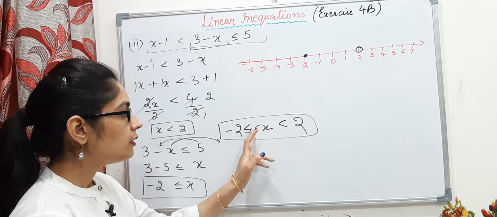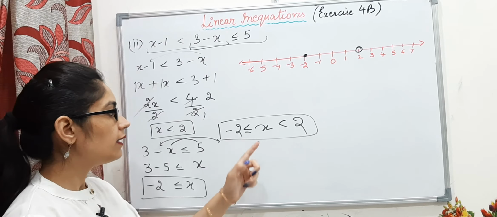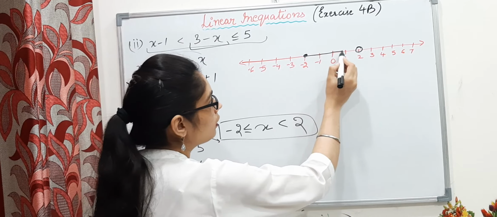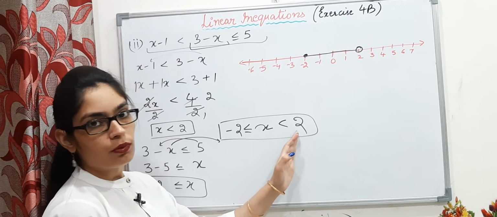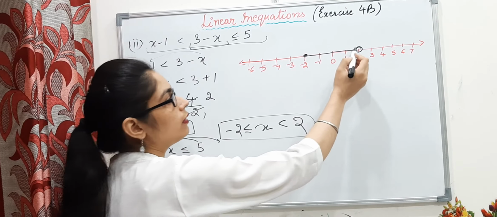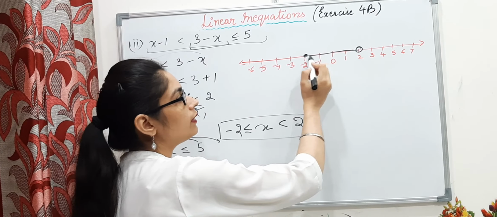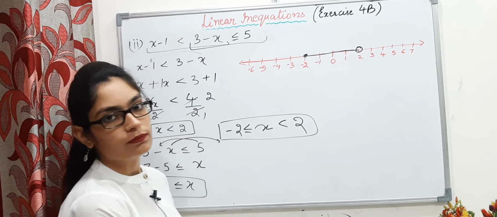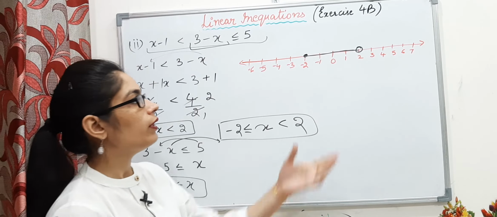Now x is greater than or equal to minus 2, so we have to go towards the right side, and from 2, x is less than, that means left side for less than. So we can join these 2 points as x lies between these two. So this is the representation of this on the number line.